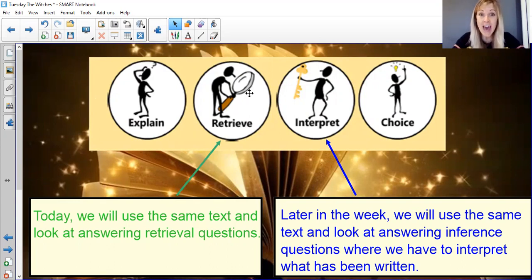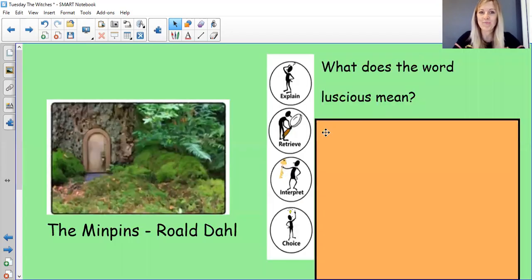We're going to use the same text, The Witches, and we're going to look at answering retrieval questions. If you've forgotten what retrieval questions are, don't worry, we'll go through those together. Then later in the week, we'll use the same text again, but we'll go on to using our interpreting skills, otherwise known as our inference skills. Okay, I'll move myself out the way again.